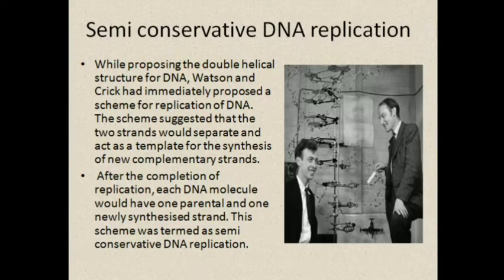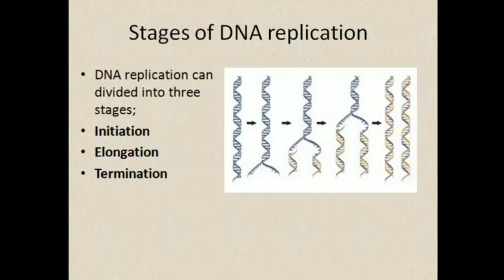The scheme suggested that the two strands would separate and act as a template for the synthesis of a new complementary strand. So according to them, DNA replication was semi-conservative, in which one strand would be an old strand and it would synthesize a new strand. After the completion of replication, each DNA molecule would have one parental and one newly synthesized strand. So this scheme was termed semi-conservative DNA replication. So let us see the stages of DNA replication.